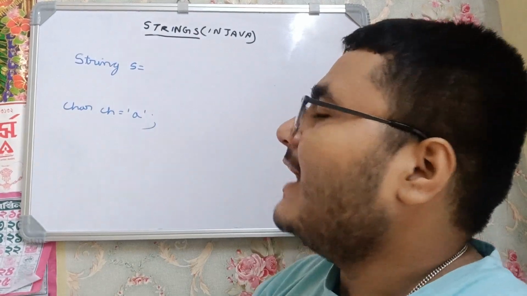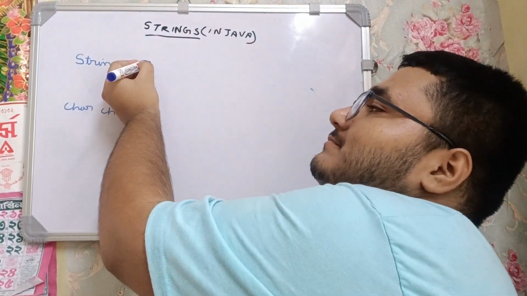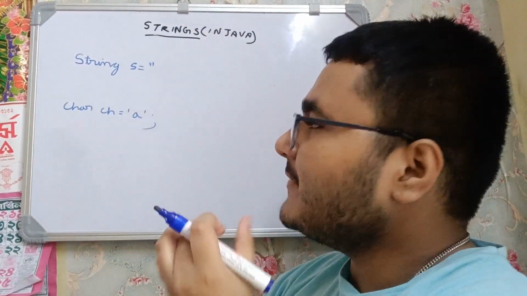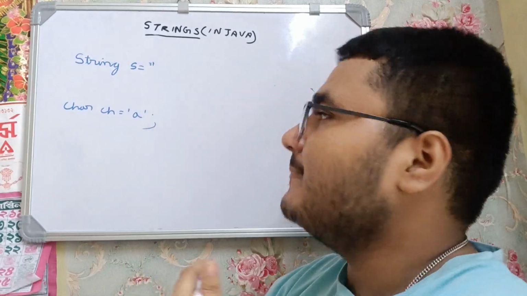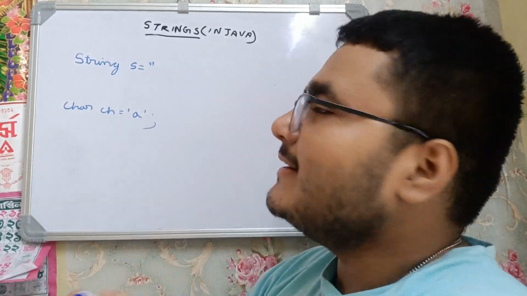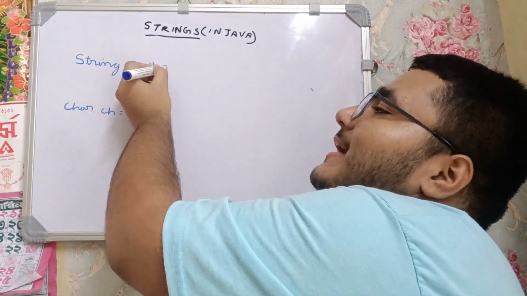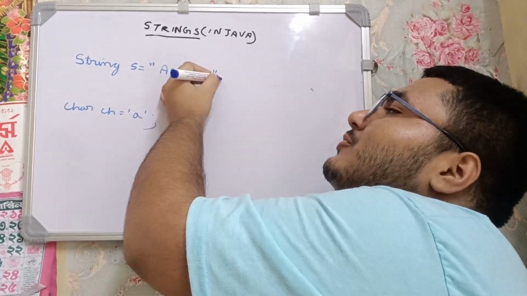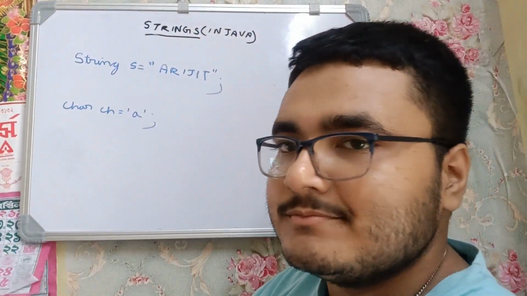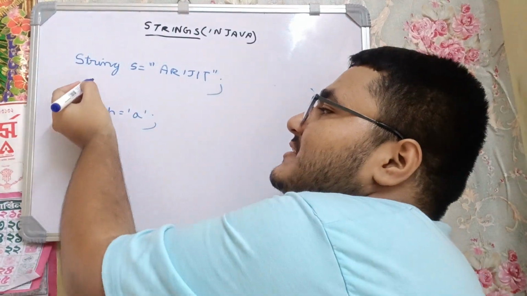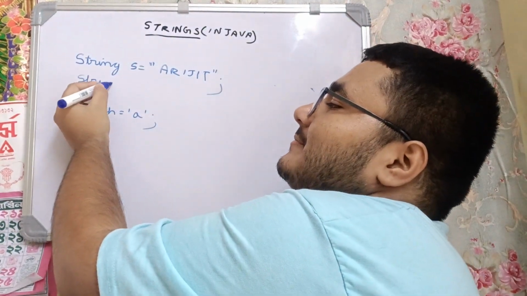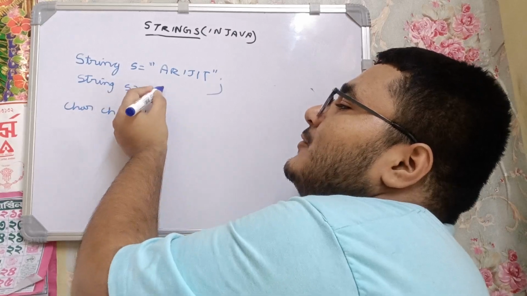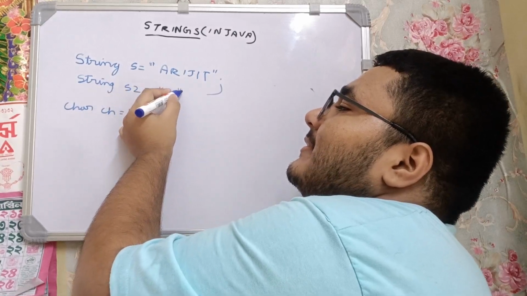Let me discuss strings. Strings start with double quotes, basically double quote open, and then you can write a string. Say I'm writing my name here, and double quote close, semicolon. Also, a string can have a single character, say s2 is equal to a. Fine.